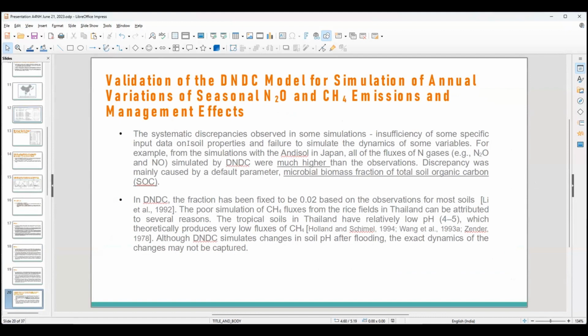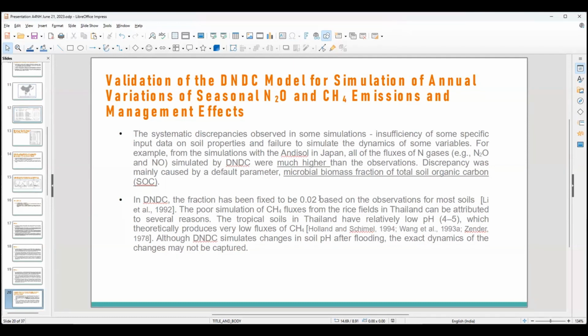The systematic discrepancies observed in some simulations are due to the insufficiency of some specific input data on soil properties and failure to simulate the dynamics of some variables. One caveat is that the DNDC model was developed more for temperate climates, specifically in the US and China. So at times it fails to capture everything. Even though we input all the required parameters, some information is built into the system, so those parameters may or may not be able to change. Because of that, sometimes your estimates may differ. That's one of the loopholes of the DNDC model, but still it's one of the best available ones.